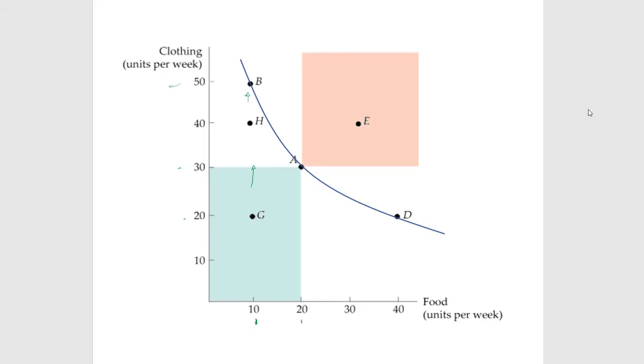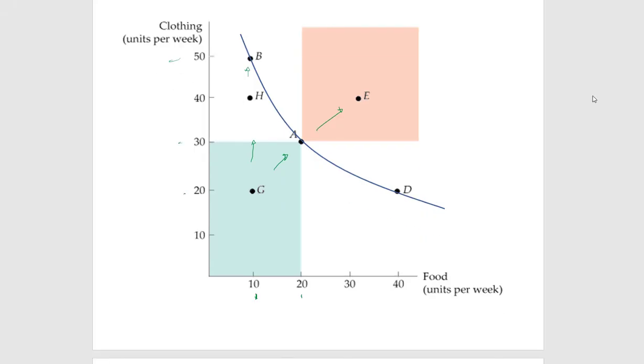Similarly, if I look at G to A to E, G has fewer units of food and clothing than A does, so A would be preferred, and E is further out than A. E has 30 units of food and 40 units of clothing, so E would be preferred to A, and A is preferred to G. Similarly, if I compare G to D, more is better. G is less preferred to D.